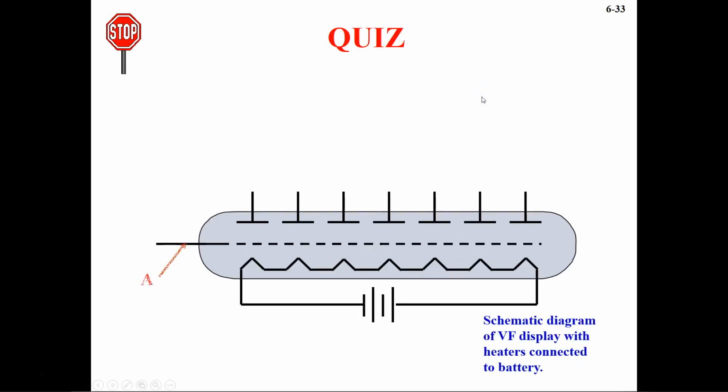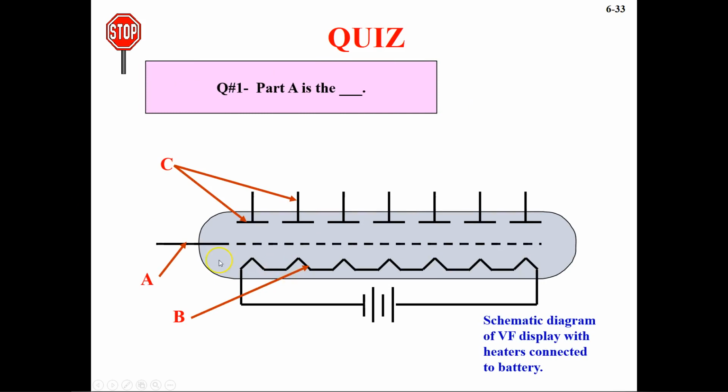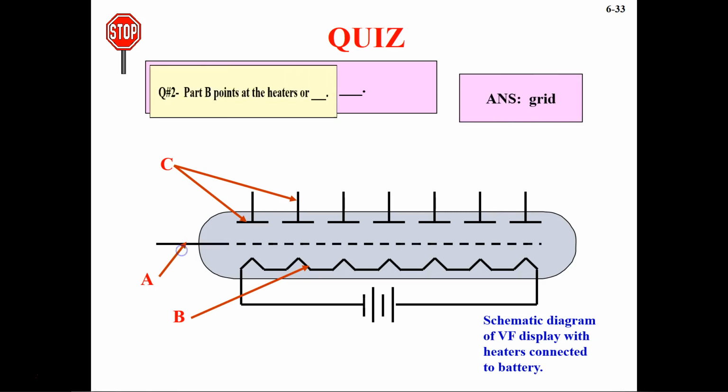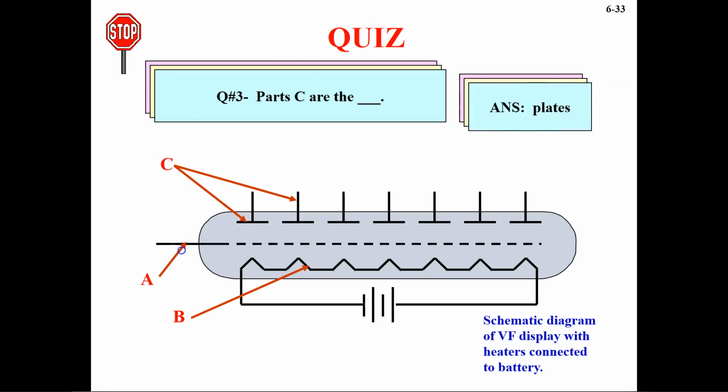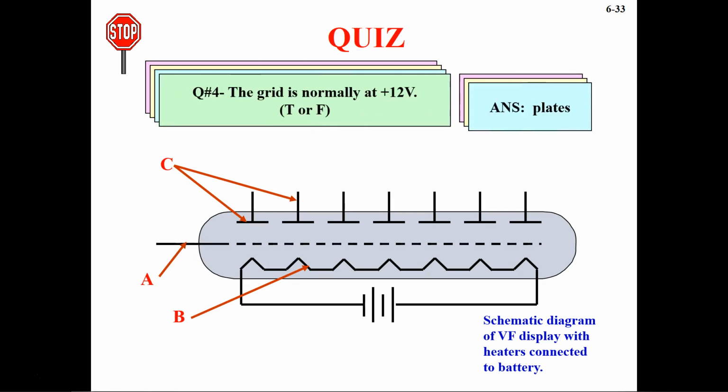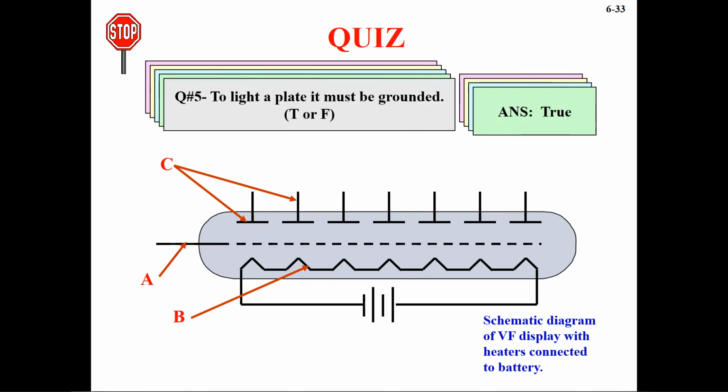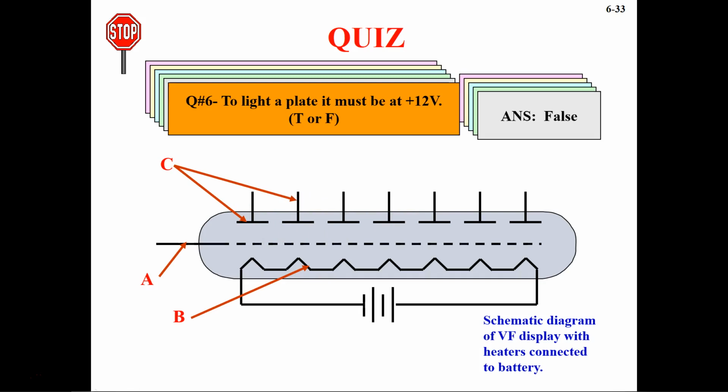Now let's see the quiz. What are these? We have to label all of these. So A is the grid, and then B is the cathode or heater, and C is the plates. And then the grid is normally at 12 volts. This is true. To light a plate, it must be grounded. No, this is not true. So this is false, because we want our plates to be at similar potential, depending upon which one is to be turned on. To light a plate, it must be at 12 volts. So yeah, this is true.